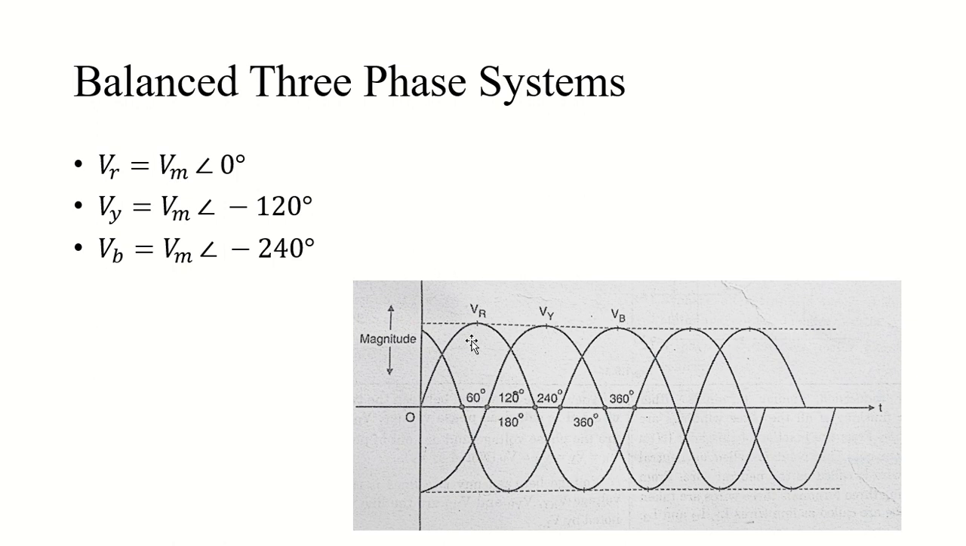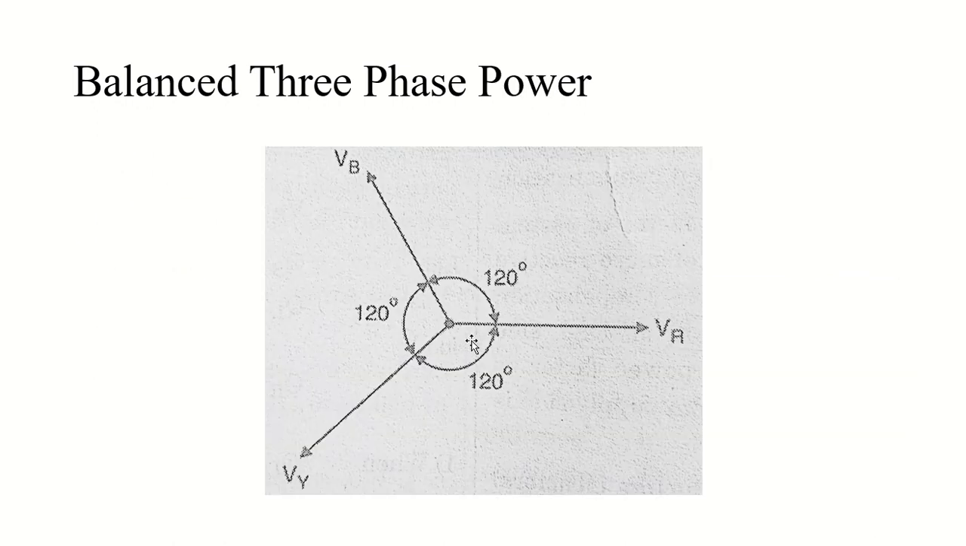Now let me show you the phasor diagram of the same balanced three-phase system. This is the phasor diagram of the balanced three-phase system. You can see Vr, Vb and Vy. All three have the same magnitude here. Okay, the length of the vectors are the same and they are 120 degree apart from each other. Here you can see the angle between Vr and Vb is 120 degree, between Vb and Vy is 120 degree and Vy and Vr is 120 degrees. So they are 120 degree apart from each other.